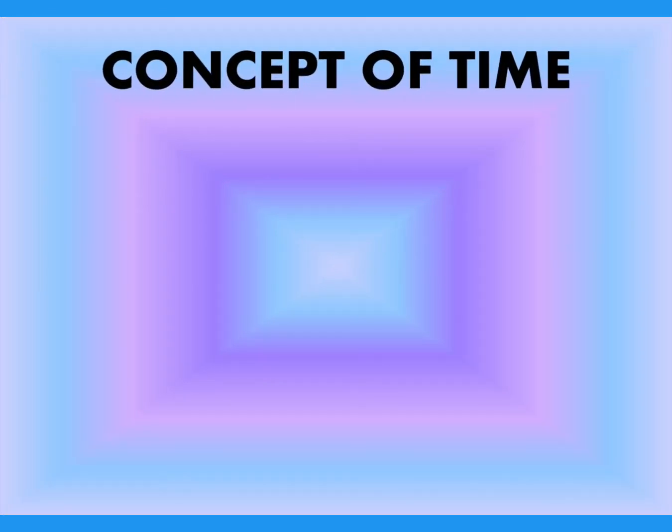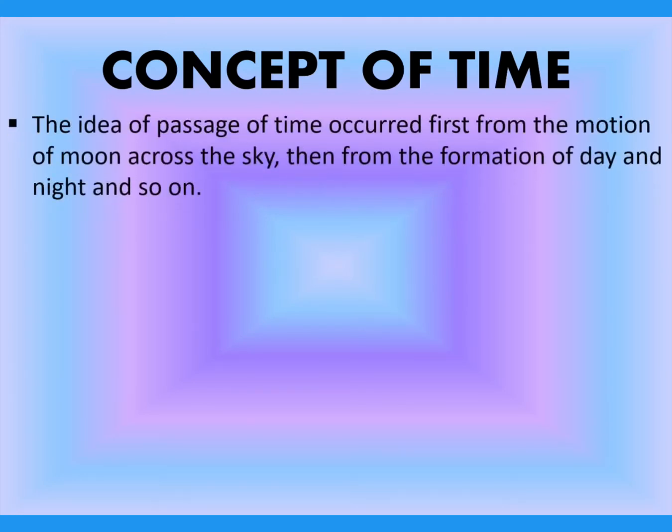Now let's know about the concept of time. The concept of time is very old. The idea of passage of time occurred first from the motion of moon across the sky, then from the formation of day and night, and so on. Today, even a child is familiar with what time is, but it is very difficult to define time precisely.